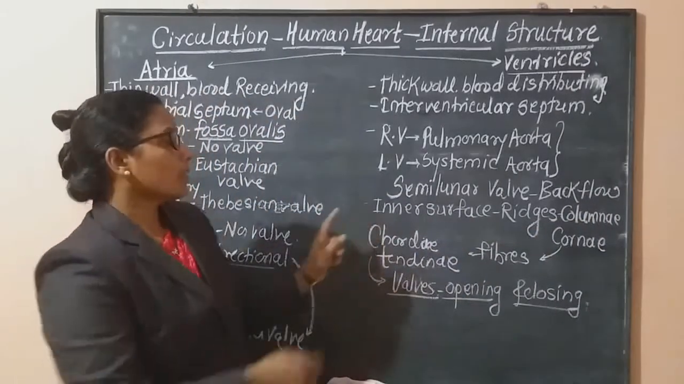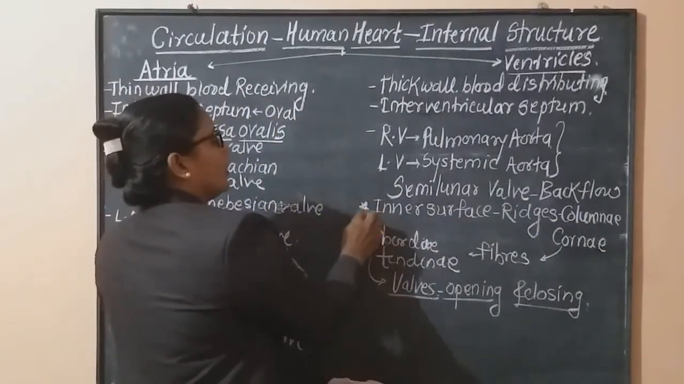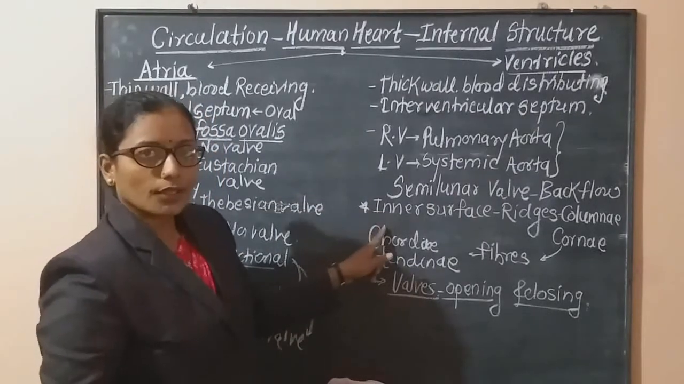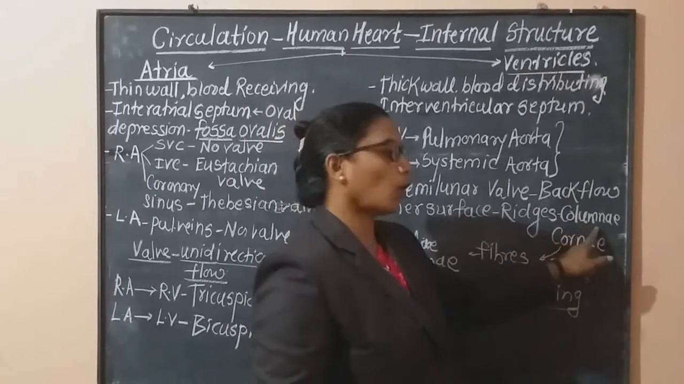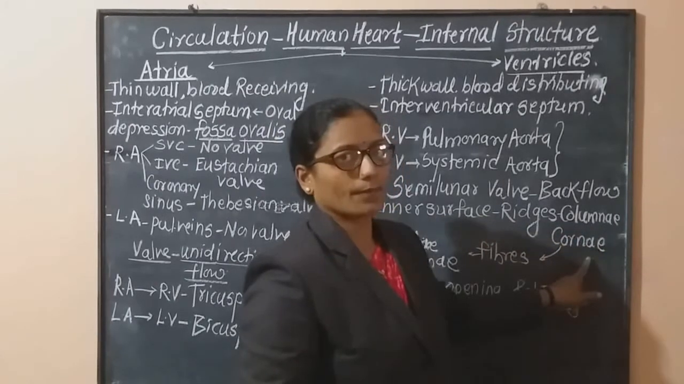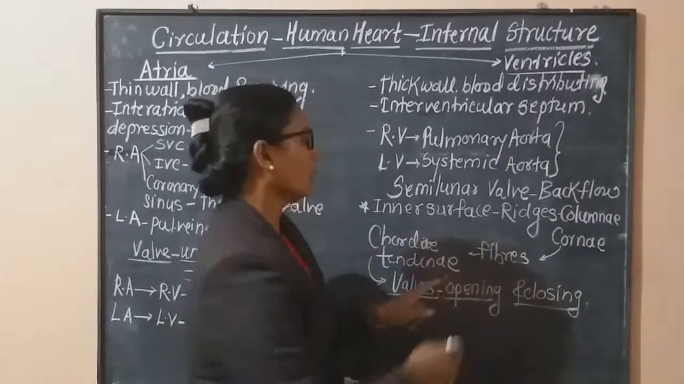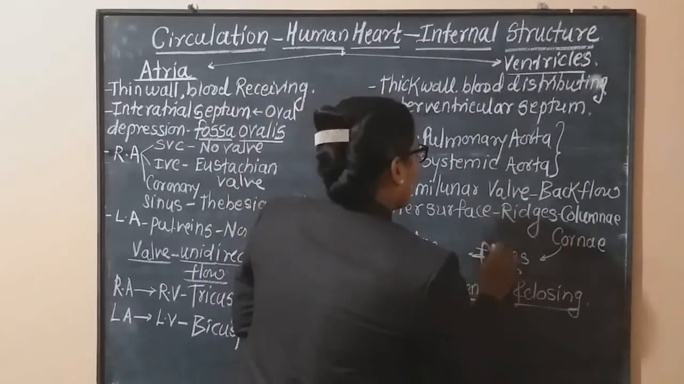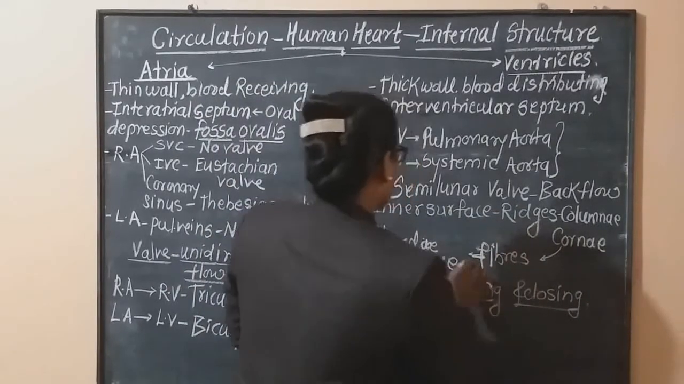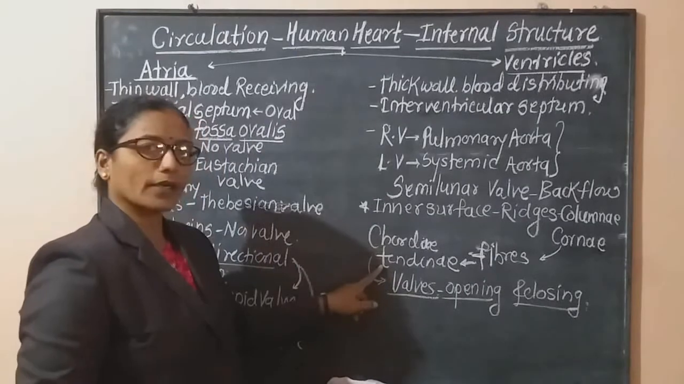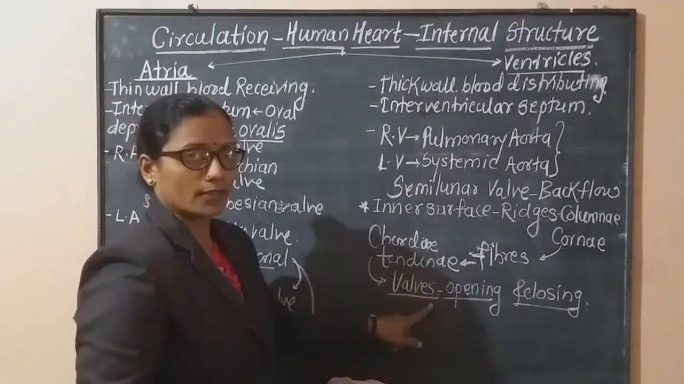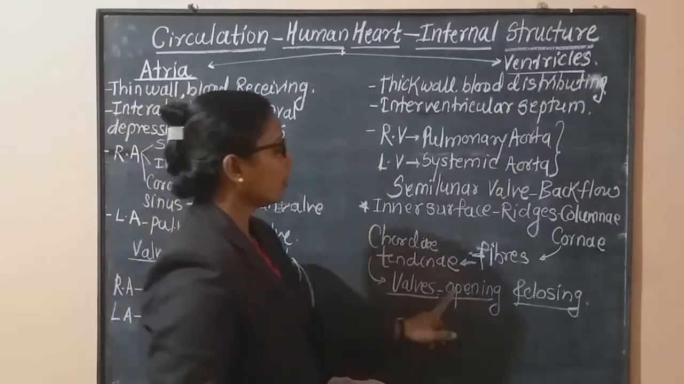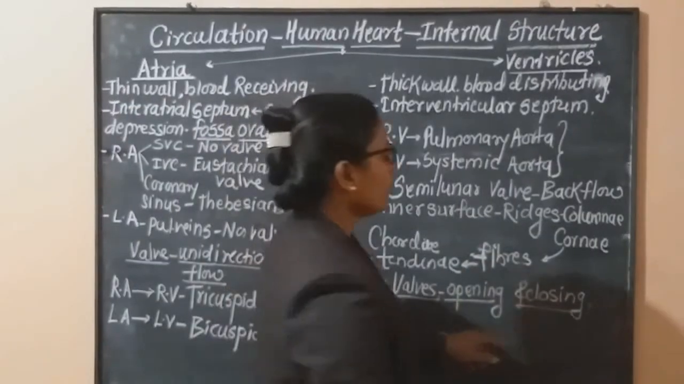Now the most important structure is the inner surface of the ventricle. It is not smooth. It gets thrown into a number of folds or ridges. These ridges are called columnae carneae. From these columnae carneae, elongated fibers are formed. These fibers are called chordae tendineae. The chordae tendineae are connected to the valves, that is, the tricuspid and bicuspid valves, which control the opening and closing of these valves.